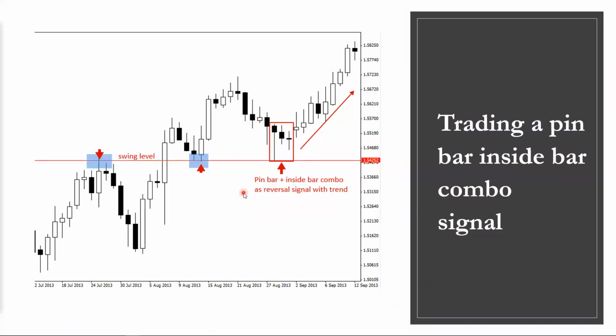So on this chart over here, we can see an example of trading a pin bar inside bar combo signal as a reversal signal with the trend. Note that price was clearly in an uptrend. Then it retraced back to a swing level.